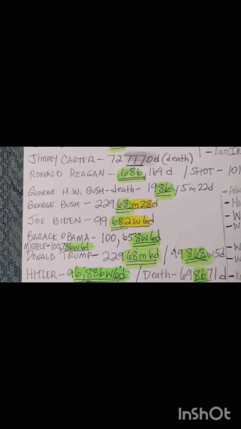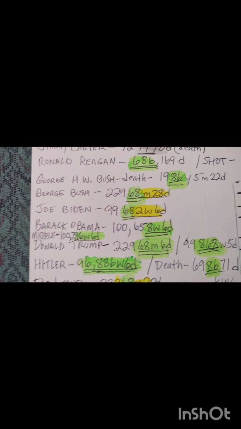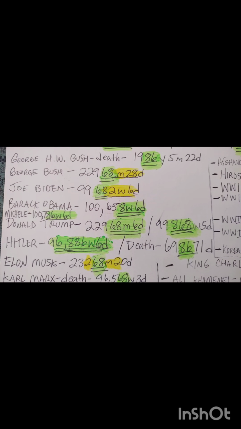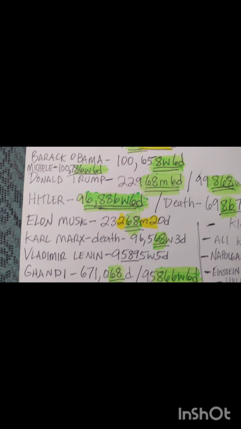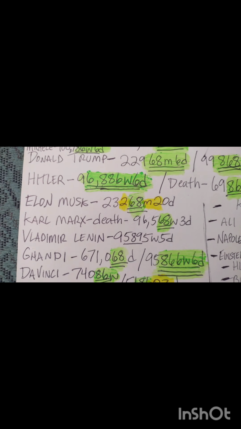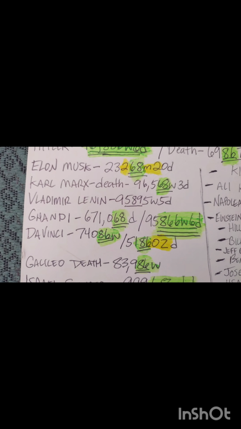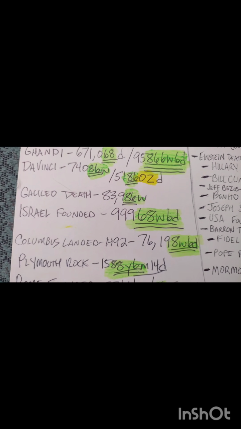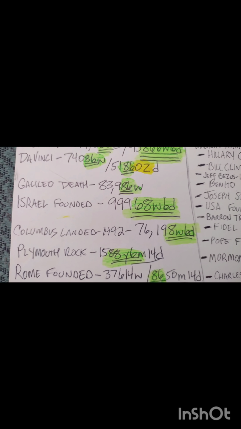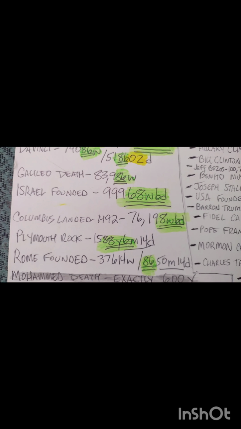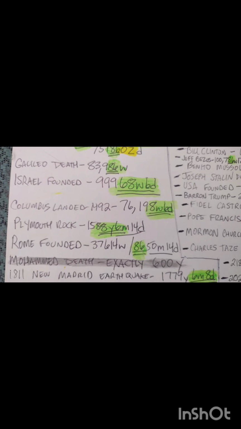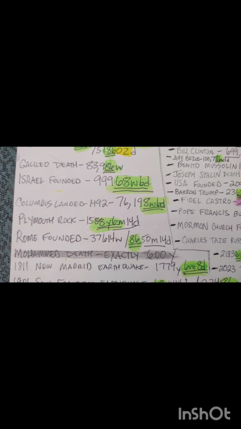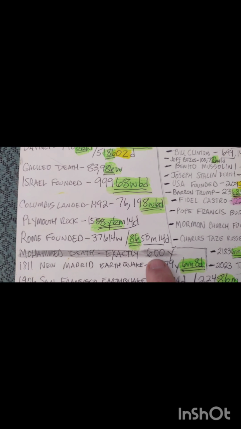Now you have to bear with me, these aren't all in order, they just start becoming random from here on out. Barack Obama, Michelle Obama, Donald Trump, Hitler, Elon Musk, Karl Marx, Vladimir Lenin, Gandhi, Da Vinci, Galileo, the date Israel was founded in 1948, the date Columbus landed in 1492, the date the Pilgrims landed on Plymouth Rock, sorry that one's hard to say, the date Rome was founded. Notice you'll see Israel's birthday and Donald Trump's birthday in there. Muhammad's death is exactly 600 years.